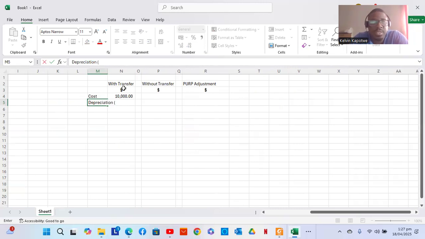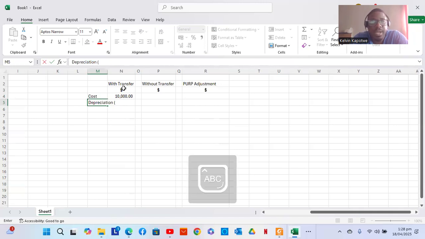Depreciation is basically the cost. We're using the straight line method, divide by the number of years there. So the cost divided by the number of years. So it was 10,000, right? So it was 10,000 divided by 5, which gives me 2,000 kwacha, $2,000, right?